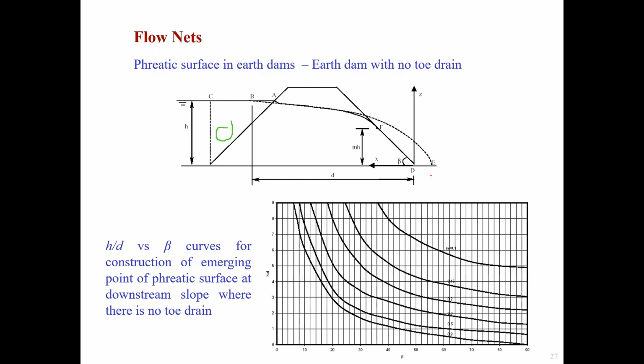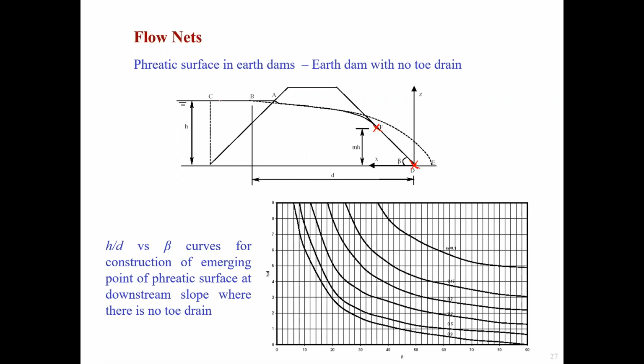So this previous case was the one with the toe drain, and this is the case with no toe drain. The toe drain is to help with the drainage of the water. So now point D is at the downstream toe. So this is the downstream. Point D is the downstream toe. The phreatic surface emerges at the downstream slope at the point F. But we don't know the point F right now. So then we need to try to find the vertical coordinate of the point F.